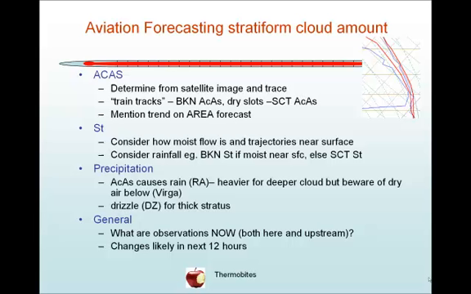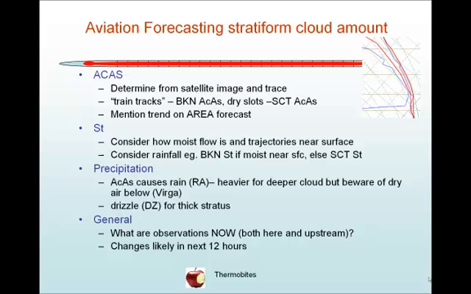Stratus. For low-level stratus, we want to consider how moist the surface flow is and the trajectories near the surface. So, are we advecting moist air or dry air over the location? It's also worth considering rainfall and its impacts via the wet bulb process. So, you'll get broken stratus if you have moist near-surface conditions. That makes the wet bulb process more efficient.